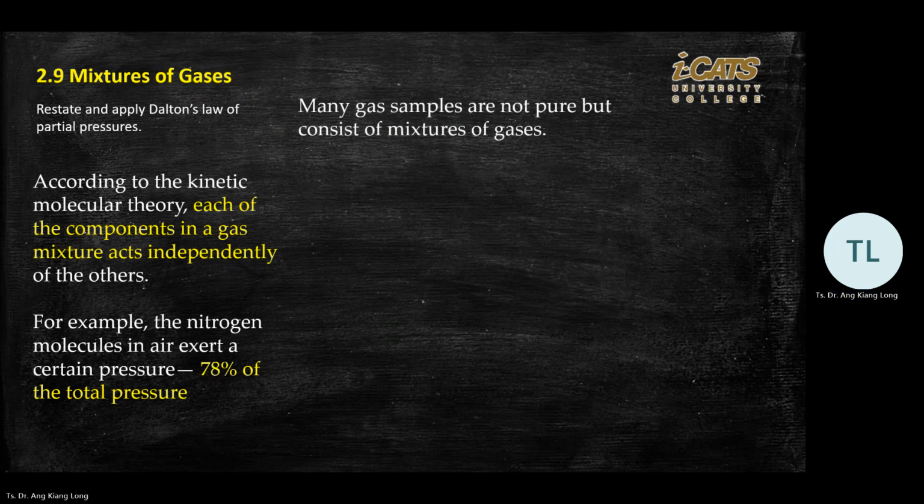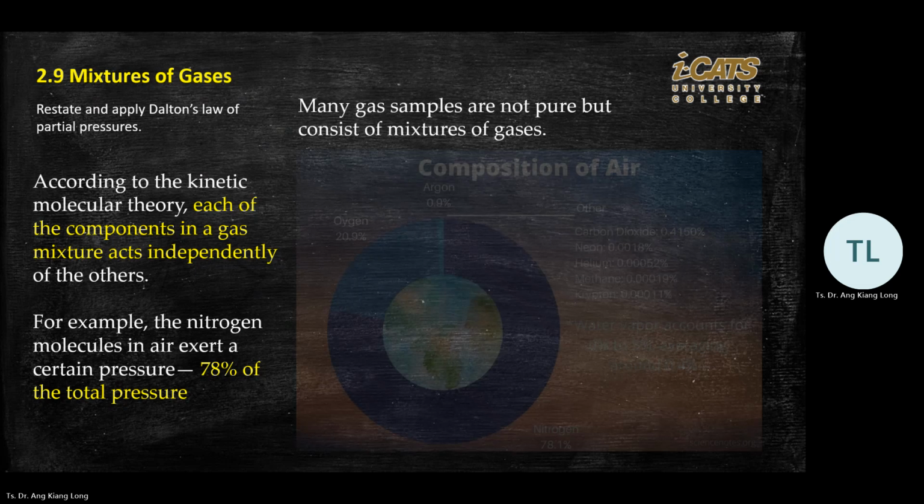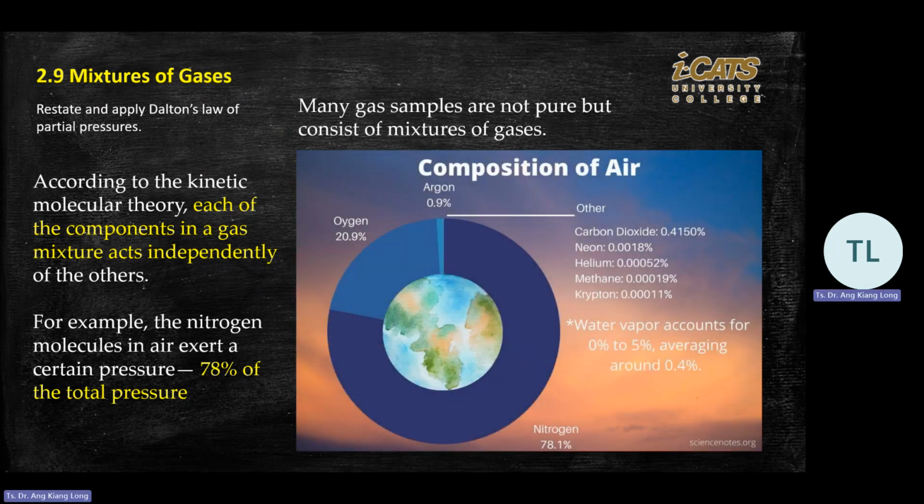Okay. So according to the kinetic molecular theory, each component of gas acts independently. Example, nitrogen, you have 78% of the total pressure of the atmospheric pressure, right? So this is the composition of gas in the Earth. Okay, so nitrogen, you have 78%, oxygen 21%, and so on. Of course, I won't ask you this one. Important is this equation.